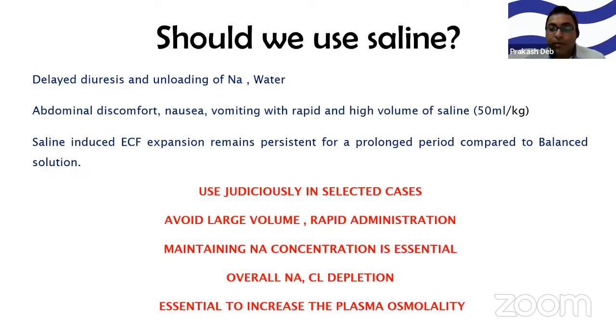There are some other indications, like gastric outlet obstruction or intractable vomiting, where overall total body sodium and chloride is depleted. In those cases, you can use saline solution easily. But you have to keep in mind that acute severe hyponatremia, which is symptomatic, should not be treated with normal saline; rather you should use hypertonic saline. And in some patients, like those with raised intracranial pressure, it is essential to maintain the plasma osmolarity. In those cases, we can use hypertonic saline 3% to maintain the plasma osmolarity.